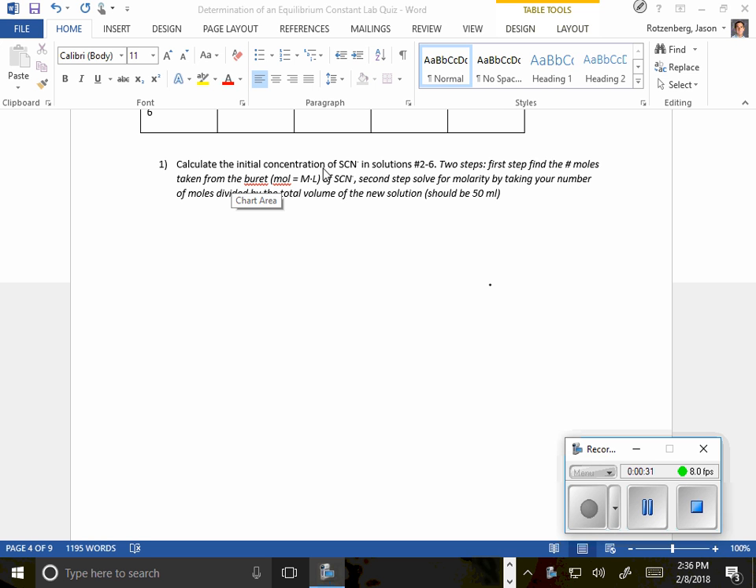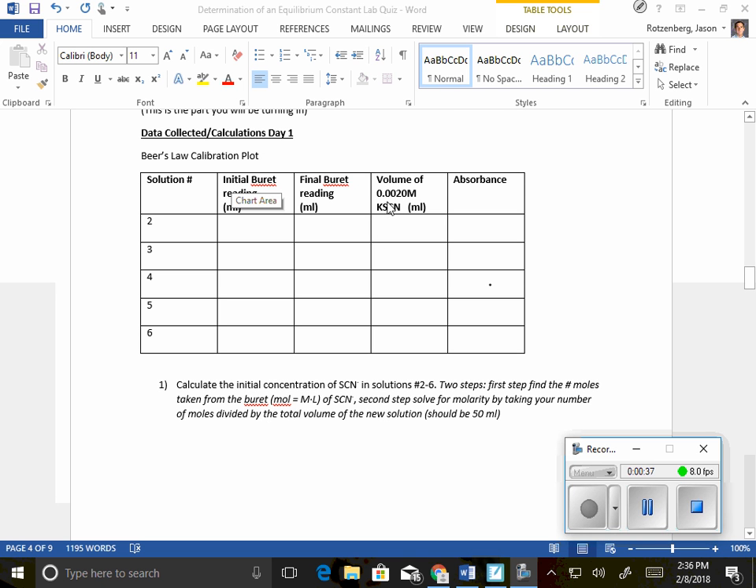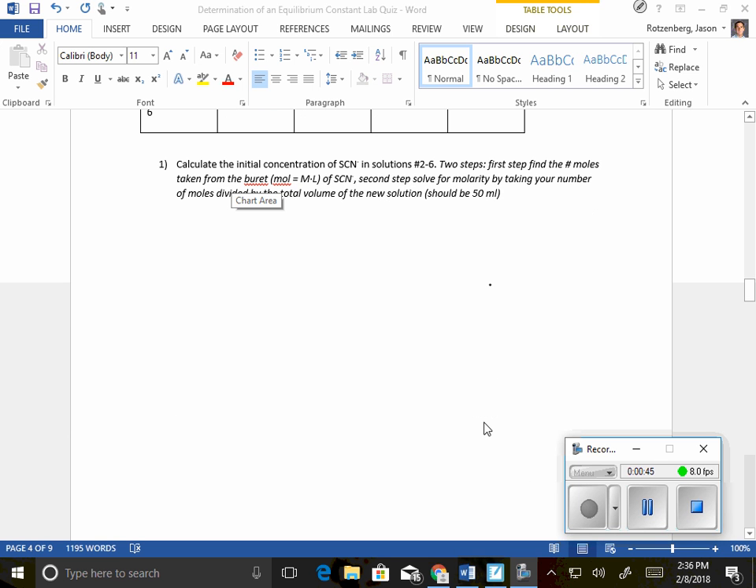Calculate the initial concentration of the SCN in these solutions. Now, the initial solution concentration was 0.0020 molar. However, we took a small volume of that and put it in 50 milliliters. So really, calculation number 1 is a dilution calculation. You can either do M1V1 equals M2V2, or what I will do is I will start with this equation of moles equals molarity times liters.